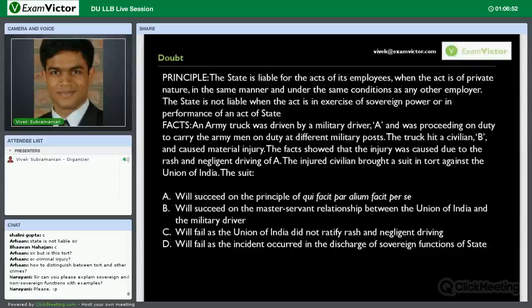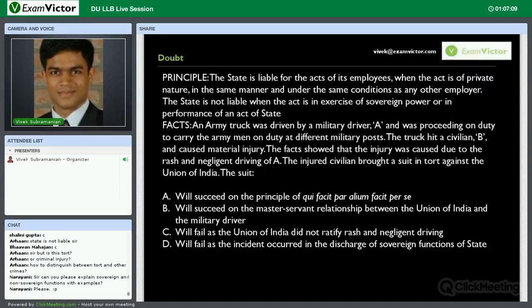So the principle is the same as we saw in the last question, that the state is vicariously liable for any act which is non-sovereign. The state is not liable when the function is of a sovereign nature.